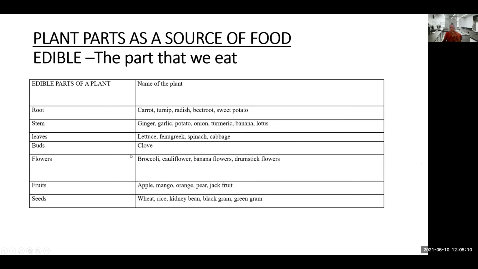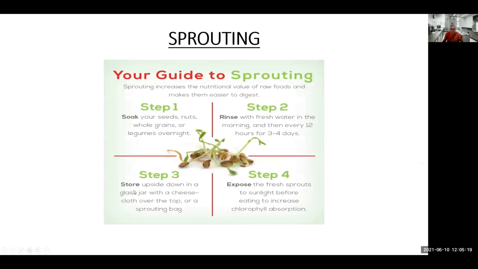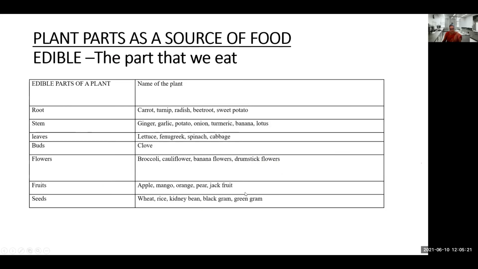Clove, we know already in the kitchen. Flower: broccoli, cauliflower, banana flower, drumstick flowers. And fruits, we have more: apple, mango, orange, pear, jackfruit, etc. Many fruits are there. Seeds: wheat, rice, kidney bean, black gram, green gram, cowpea, chickpea. Many things are there. So here you have to note it down.